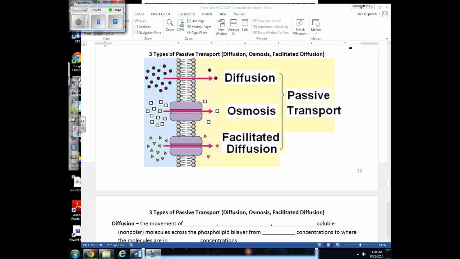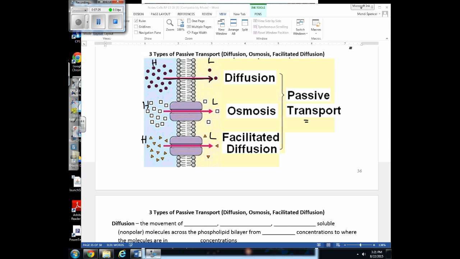So here we have a diagram that shows you these three types of passive transport that we just put on that first concept map. We have diffusion, osmosis, and facilitated diffusion. All three of these are considered passive transport, so that's why you see this in the diagram. And you can see these molecules are all moving from areas of high concentration to areas of low concentration. So here's an area of high concentration versus low concentration, so these molecules are moving in this direction. Same with here, high concentration to low concentration, high concentration to low concentration.